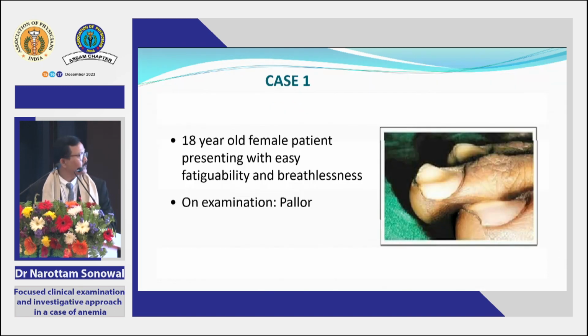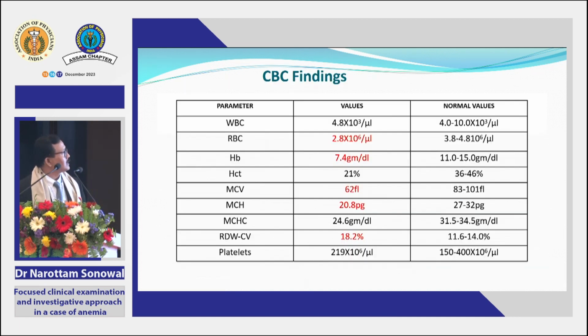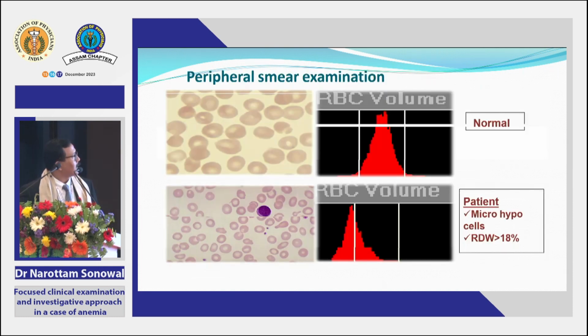Regarding the case studies, the first case is an 18-year-old female patient presenting with easy fatigability and breathlessness. On examination, we find pallor. In the CBC findings, RBC is low at 2.8, hemoglobin is low, MCV is low, and MCH is low. The red cell distribution width is increased. The peripheral blood smear shows microcytic hypochromic cells, and the red cell distribution width is more than 18%.